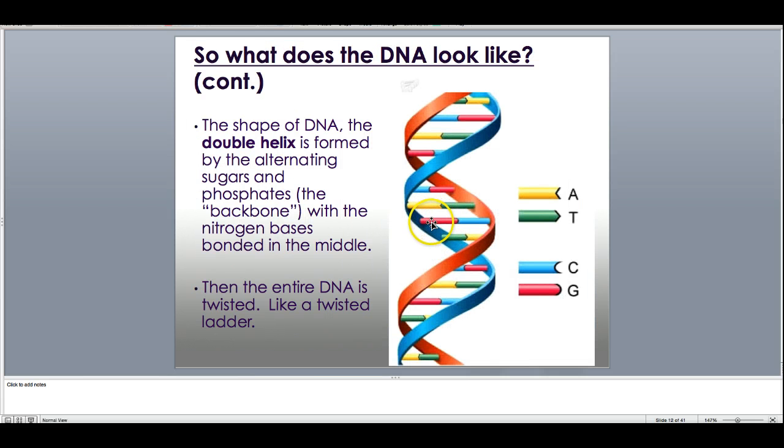All right, so the shape of the DNA, we said it was a double helix, is formed by the alternating sugars and phosphates in the backbone with the nitrogenous bases that are bonded together in the middle. And then when that whole DNA pieces together, it twists up, so it actually does look like a twisted ladder.